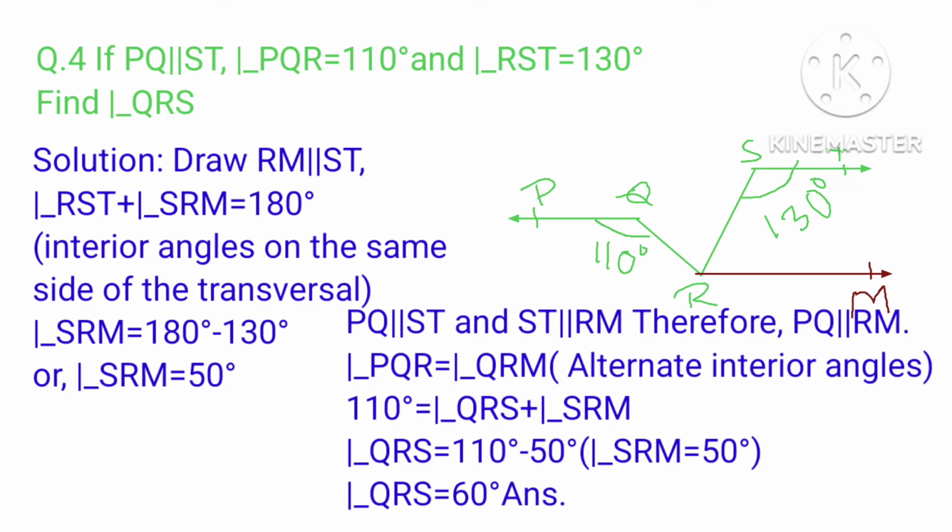Line PQ parallel to line ST and ST parallel to RM. Therefore, line PQ parallel to RM. Angle PQR is equal to angle QRM, alternate interior angles. 110 is equal to angle QRS plus angle SRM. Angle QRS is equal to 110 minus 50 degree, so 60 degree. Answer.